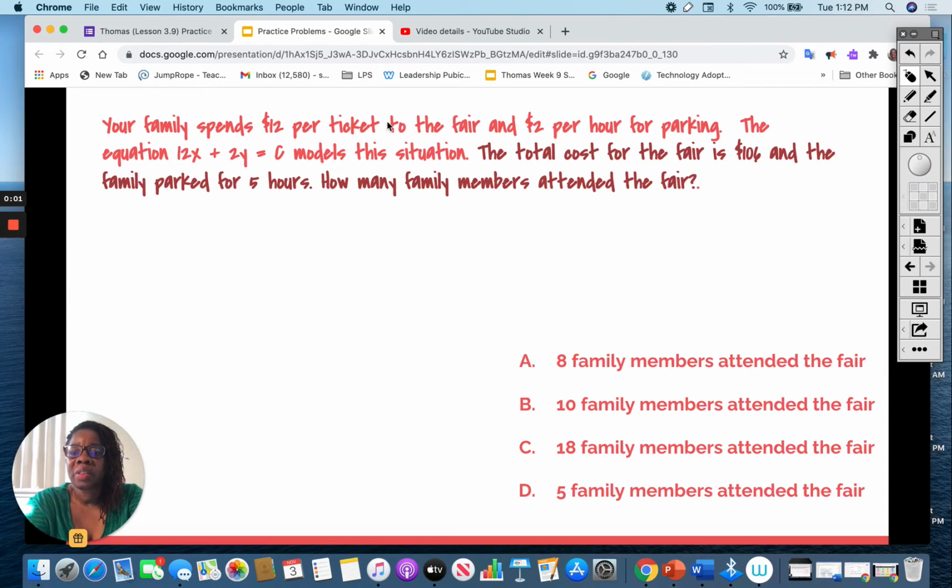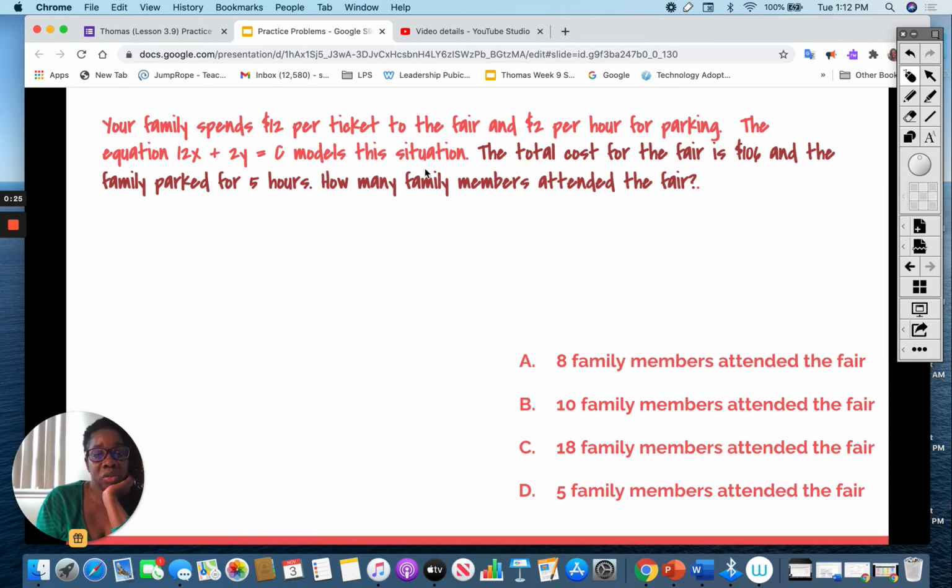Okay, so the question says that your family spends $12 per ticket to the fair and $2 per hour parking. The equation 12x plus 2y is equal to c models the situation. The total cost for the fair is $106 and the family parked for 5 hours. How many family members attended the fair?